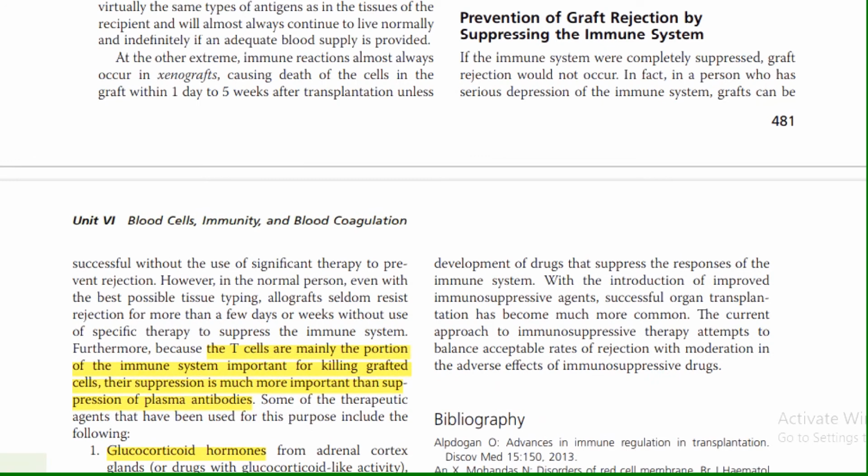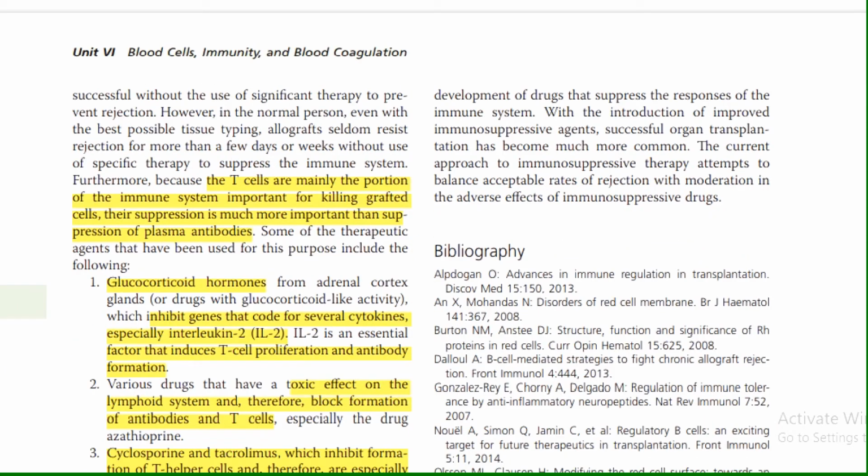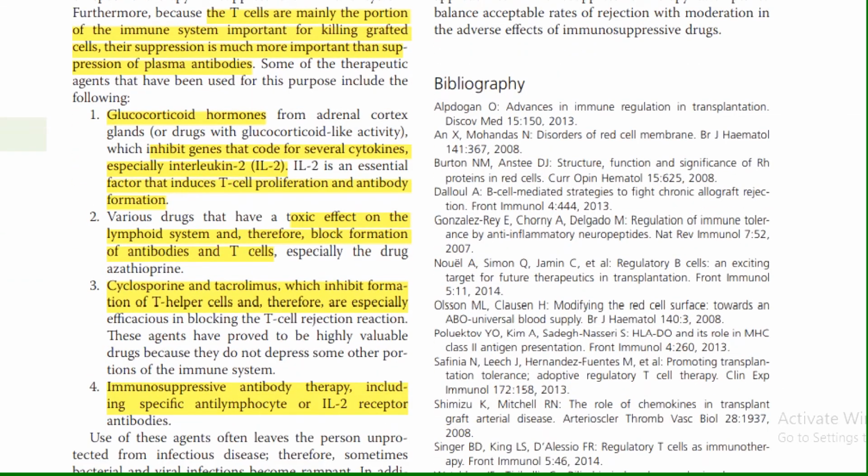Prevention of graft rejection by suppressing the immune system. The T cells are mainly the portion of the immune system important for killing grafted cells. Their suppression is much more important than suppression of plasma antibodies. Some of the therapeutic agents that have been used for this purpose include the following. Number one, glucocorticoid hormones from the adrenal cortex inhibit genes that code for several cytokines, especially interleukin-2. These are factors essential to induce T cell proliferation and antibody formation.